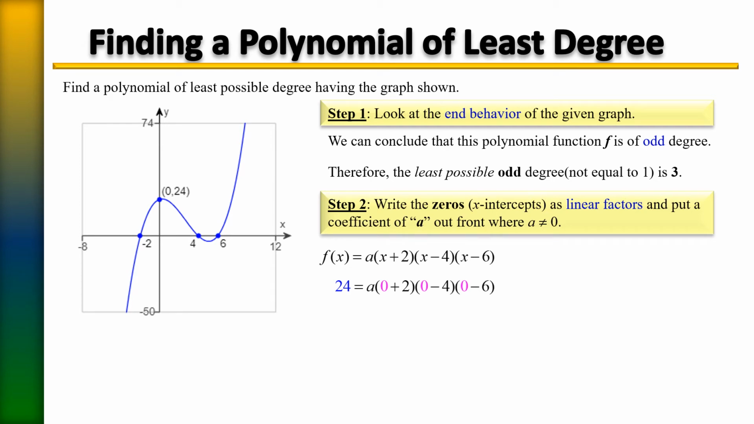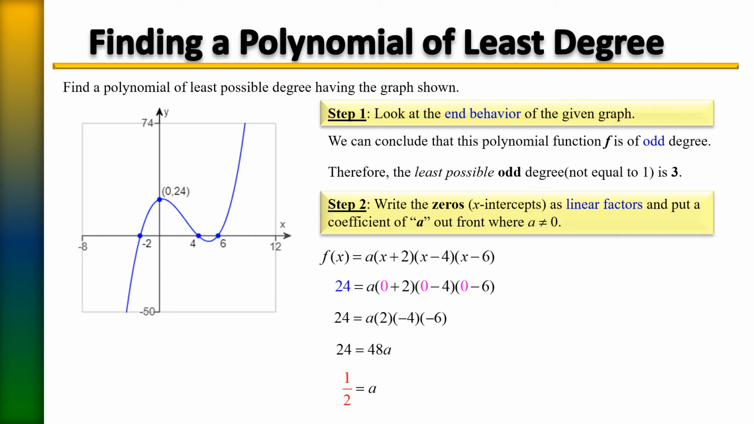Let's go ahead and do the math there inside the parentheses. We're going to wind up with a 2 times -4 times -6. And what that's going to leave us with is 48. Last step to solving for a is to divide by 48, and a equals 1/2.